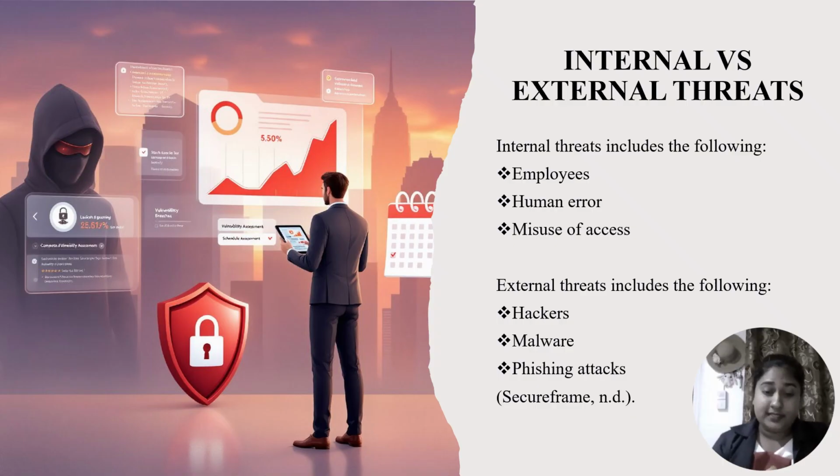Hackers may break into a system to steal information. Malware is software that damages systems. Phishing attacks trick employees into giving up passwords or personal information. For example, a fake email that looks like it's from the bank could trick someone into revealing login details and cause them to lose their money. Companies usually work very hard to prevent internal and external threats. That's why data security and integrity is very important.